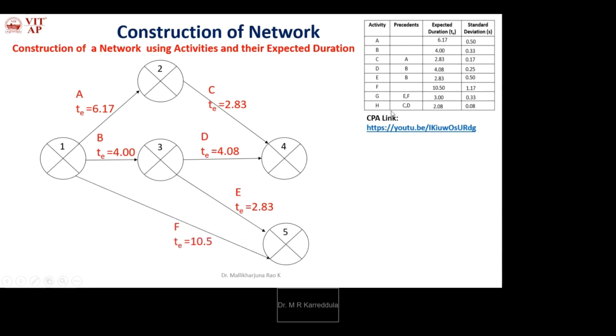Then G. G will start after E and F, so we have this combination. Which event is having this combination? We need to check that. That is the start event for G. These are meeting at 5. This is the start event of G, and the end event is a new one, 6.